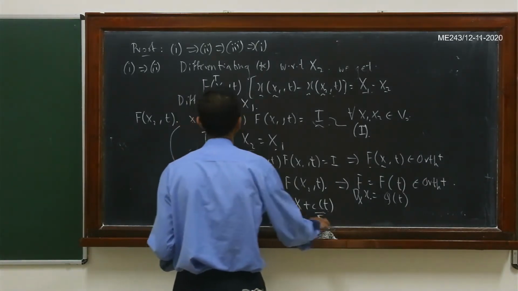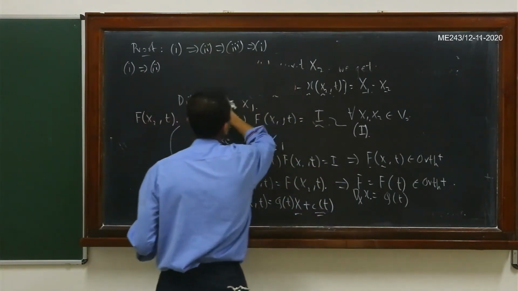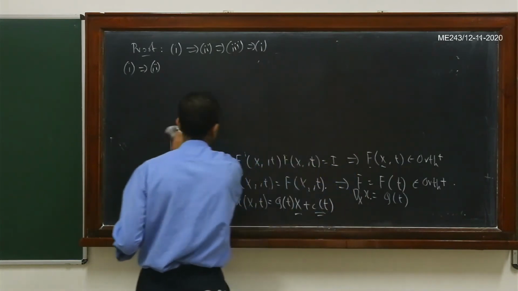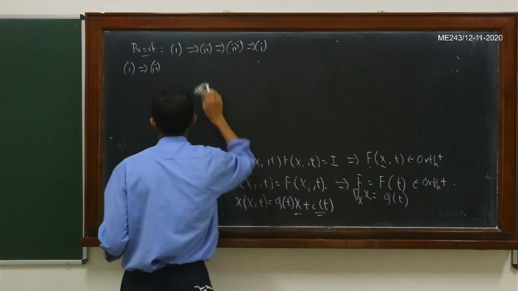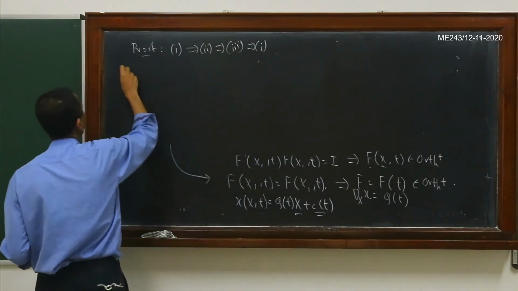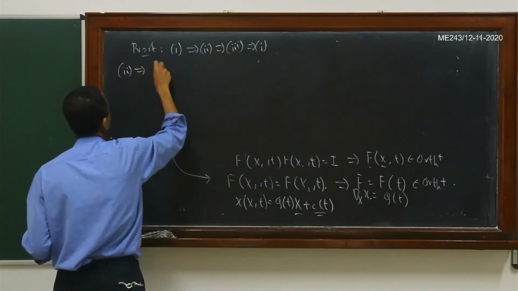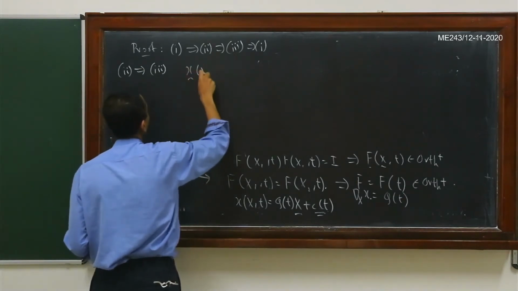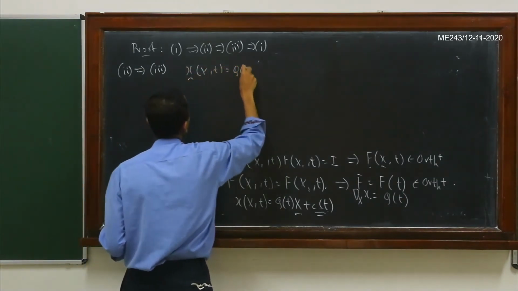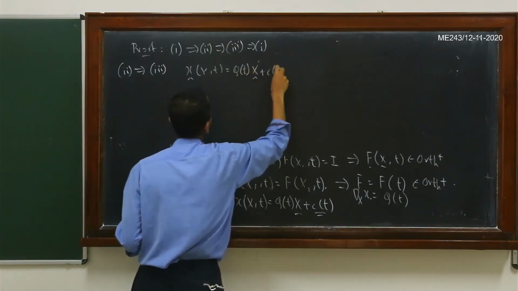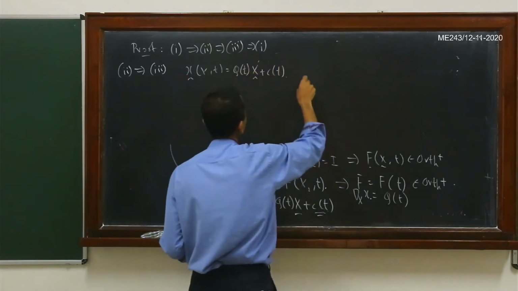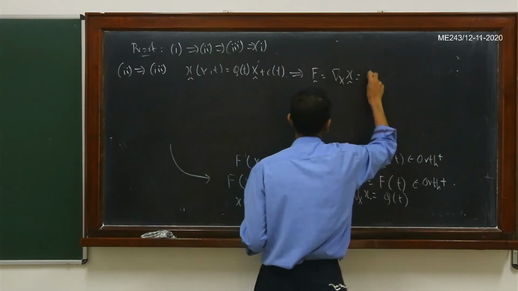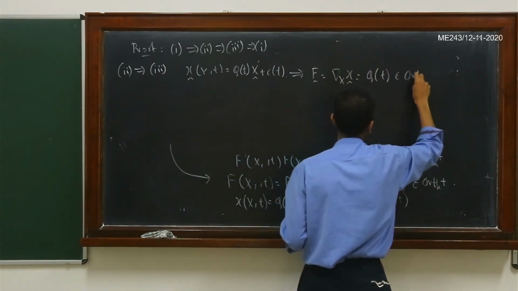So 2 implies 3. That is what we want to show. So now we are given that chi of x comma t is equal to q of t times x plus c of t. If you take the gradient of this, this implies that f is equal to del of chi is equal to q of t, which belongs to orth plus.